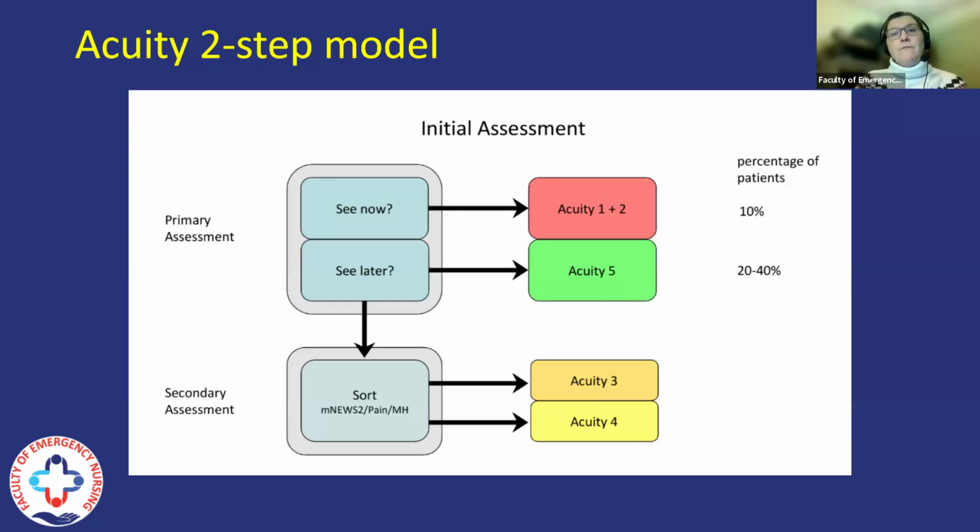And the other 50%, or potentially up to 70% of the patients, so between 5 and 7 of every 10 patients, will go to secondary assessment, where we're going to do the measurements and the pain and all the rest of it. Okay, so for every 10 patients, 1 gets an acuity 1 or 2, 2 to 4 are going to get acuity 5, and 5 to 7 will go to secondary assessment. So you can see already that should mean that people speed through that initial assessment process.